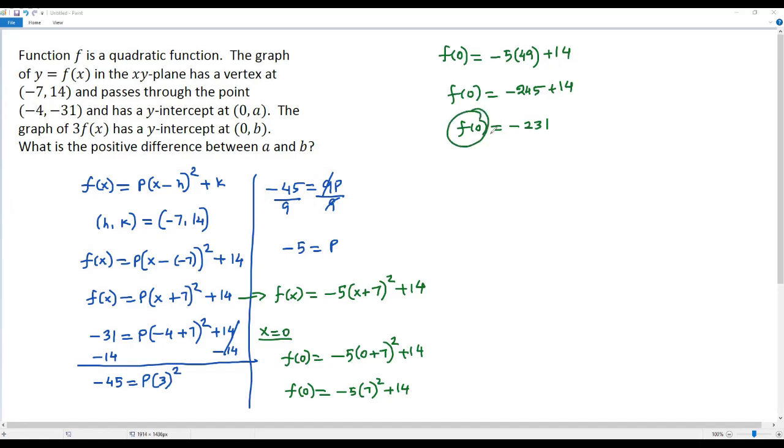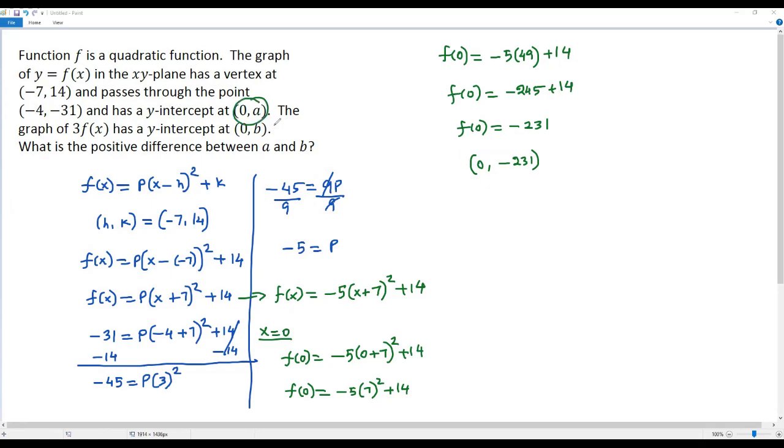Actually, this f of 0 gives the value of y when x equals 0. That is, this gives the y-coordinate of the y-intercept. Already we know that x equals 0 and the y-coordinate of the y-intercept is -231. Here I have written the y-intercept as a point. But already we have the y-intercept of the quadratic function f of x.